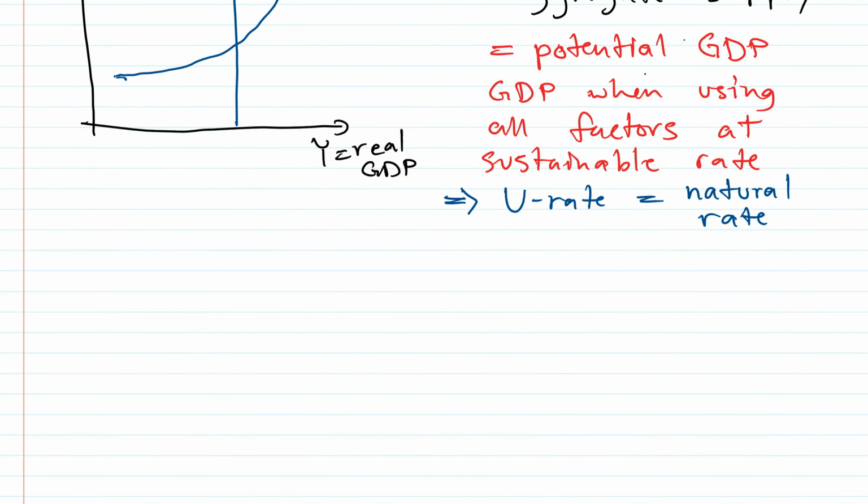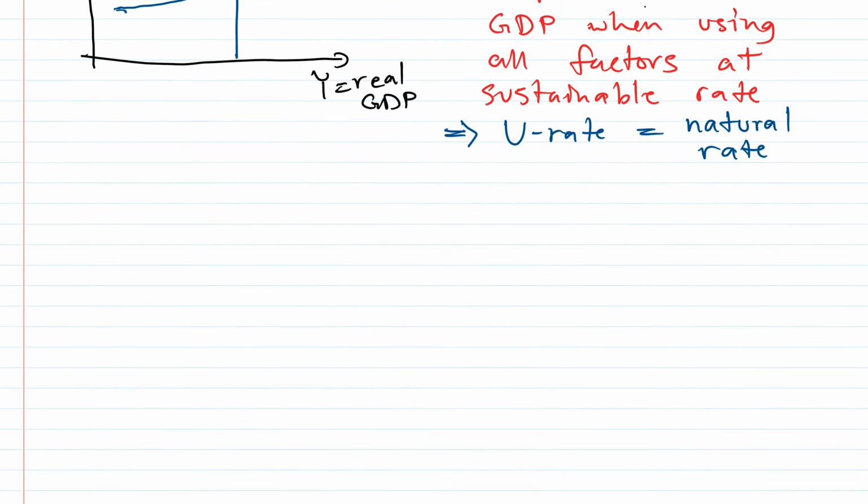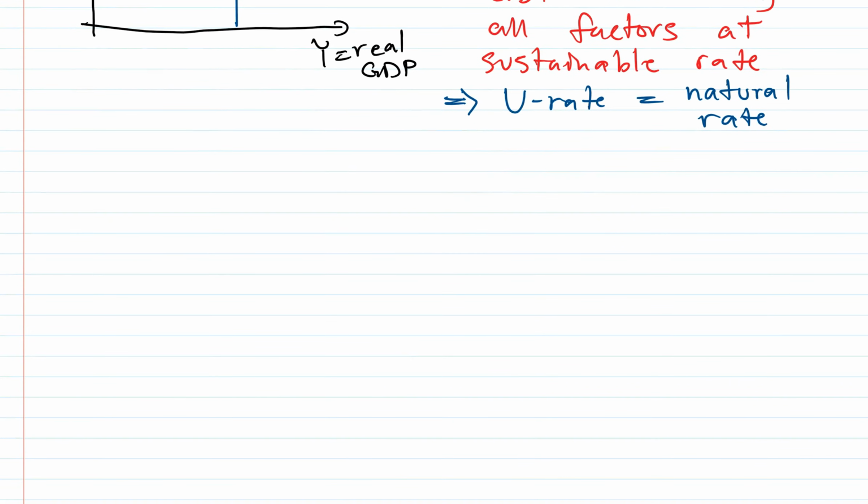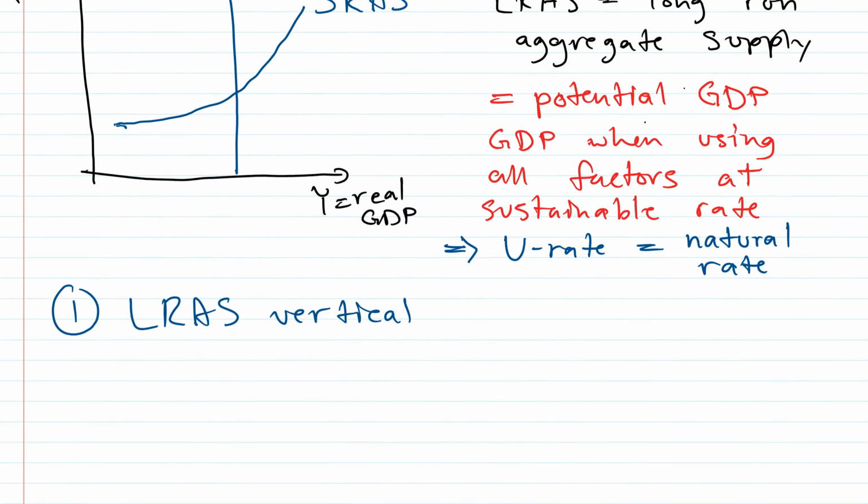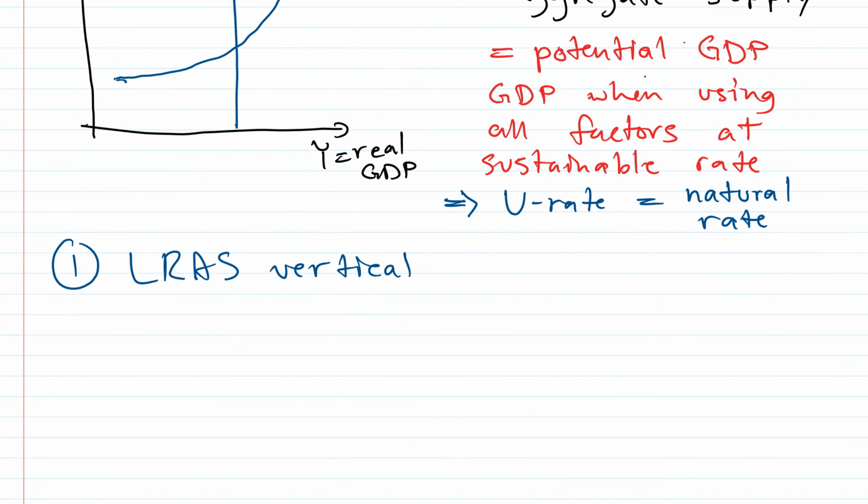So this potential GDP, what does it depend on? Our long-run aggregate supply is going to be vertical. That's because in the long run, our production depends on real factors, not on the price level. Being vertical means no relationship to the price level. That means no relation to the price level in the long run.